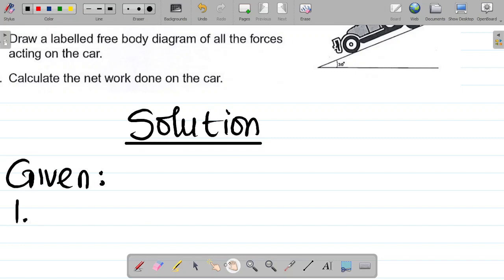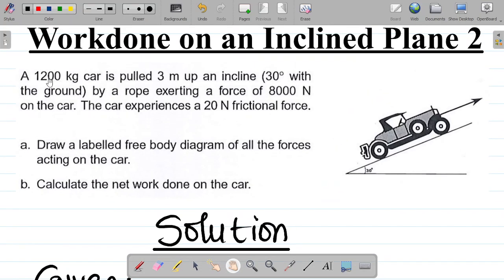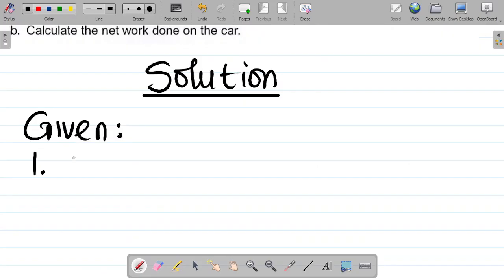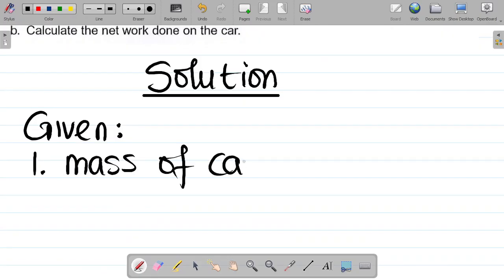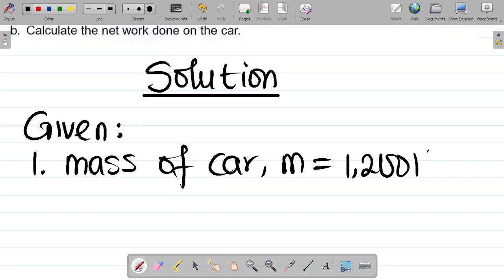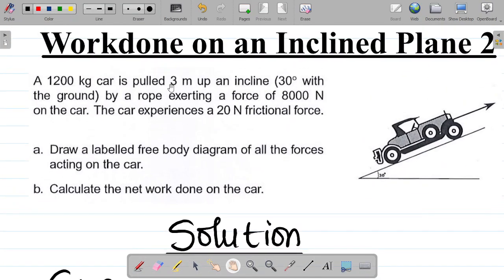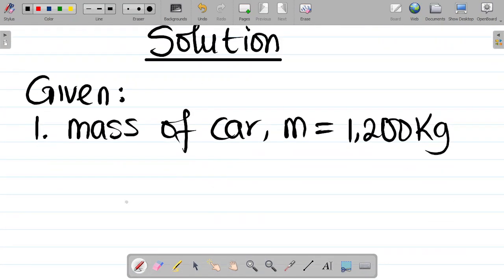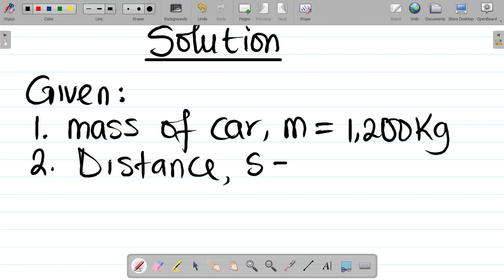The first given here, they said a 1,200 kg car. So the first one I have here is the mass of the car, M, equal to 1,200 kilogram. Moving on, they said it's pulled 3 meters up an inclined plane. So number 2, distance. Since the distance is on an inclined plane, I will take it as S being 3 meters.